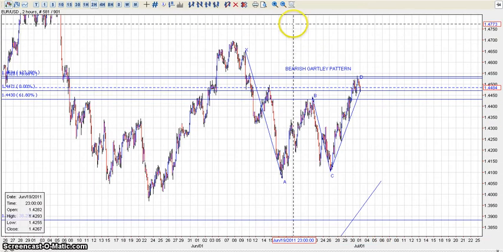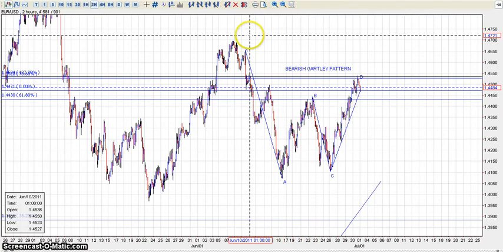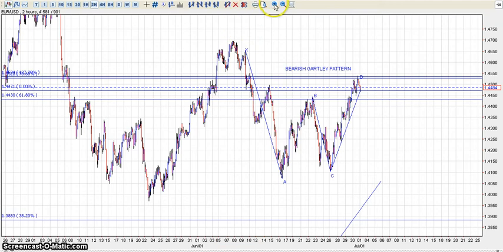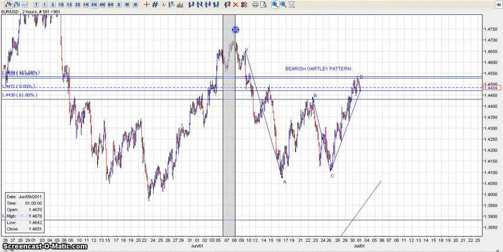It's Friday morning, the last day of the week, and I'm looking to do a quick analysis on the euro dollar on a 2-hour chart. Mine is going to be basically our technical analysis. I'll be using a harmonic pattern called the bearish Gartley pattern.